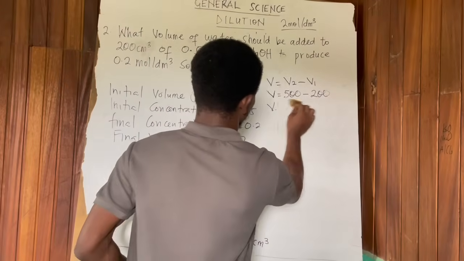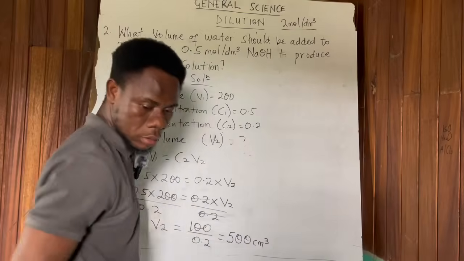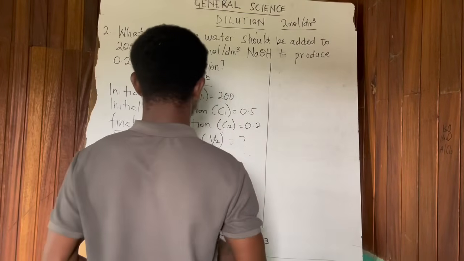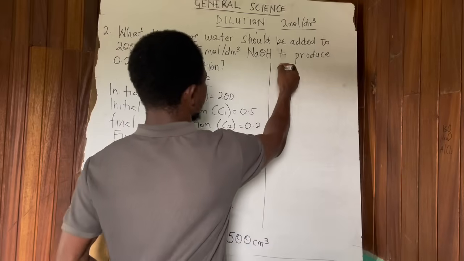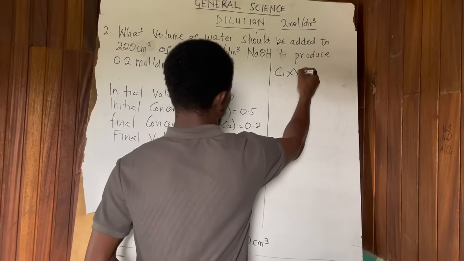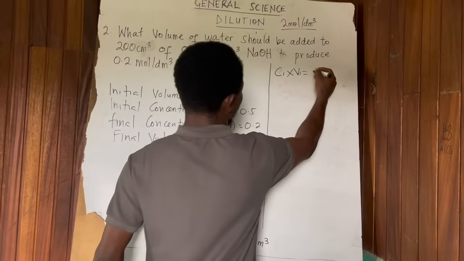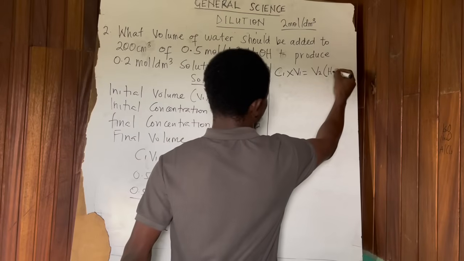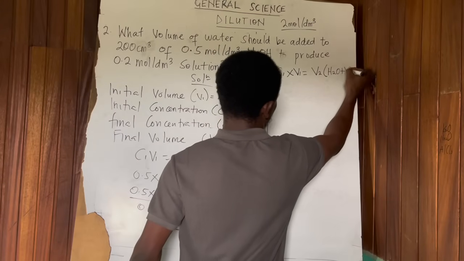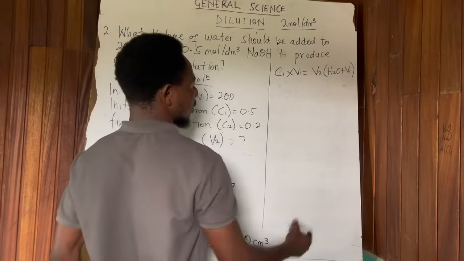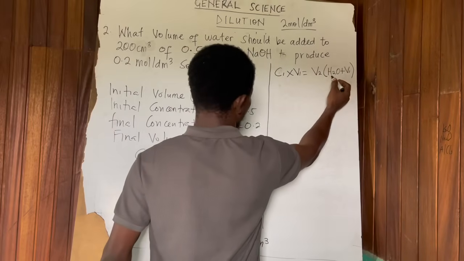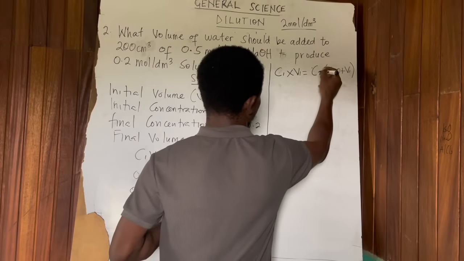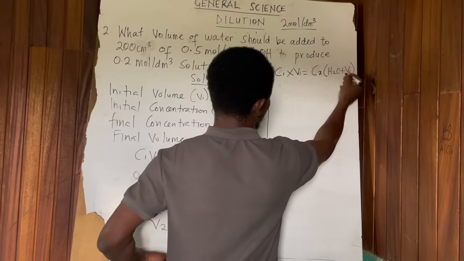So let me clean this portion here. So we said our C1 multiplying our V1 is equal to our V2 in bracket, our H2O plus our V1. Now don't forget, this V1 plus H2O is, sorry, here is C2. C2 times H2O plus V1.